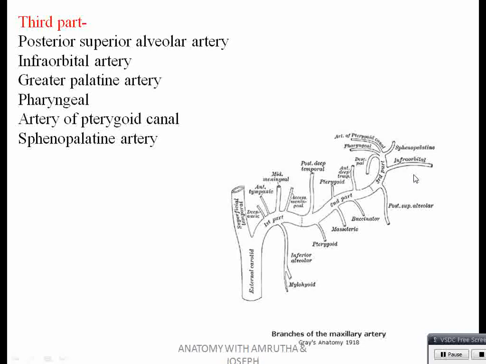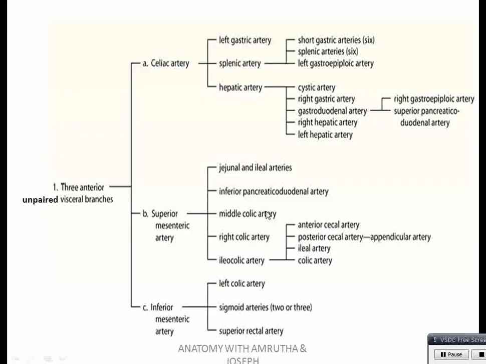greater palatine artery. Greater palatine artery is not shown here. Pharyngeal artery, artery to pterygoid canal, sphenopalatine artery. So these are the different branches. So we are finished with the head and neck region.